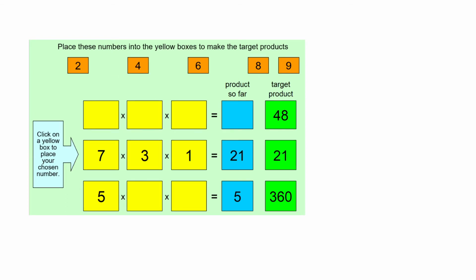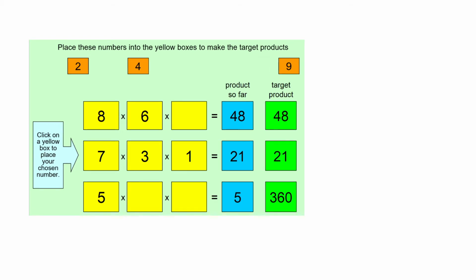Then I decided to try and complete the middle row. I know that 7 multiplied by 3 is 21. So 21 multiplied by 1 will still be 21. So I placed the numbers 3 and 1 into the middle row.